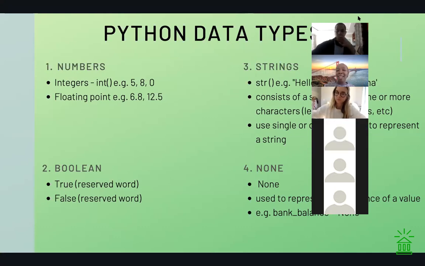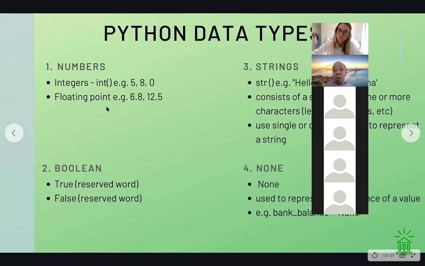So in Python, we have four major ones. This is going to be part of your quiz as well. I think I remember asking a question on this. So you have something called numbers. With your numbers, in mathematics, you have integers. Your integers are your whole numbers, so 5, 8, 0 are some examples. Then you also have something called a floating point, or a float, which is basically a decimal number. In Python, we call them floats. So 6.8, 12.5, all those are floats.